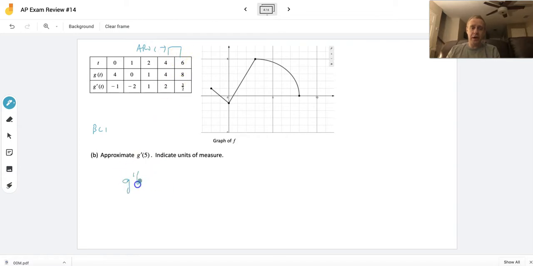So g prime of 5 would be approximately equal to g of 6 minus g of 4 over 6 minus 4. And then, well, g of 6 we know is equivalent to 8, and g of 4 we know is equivalent to 4.